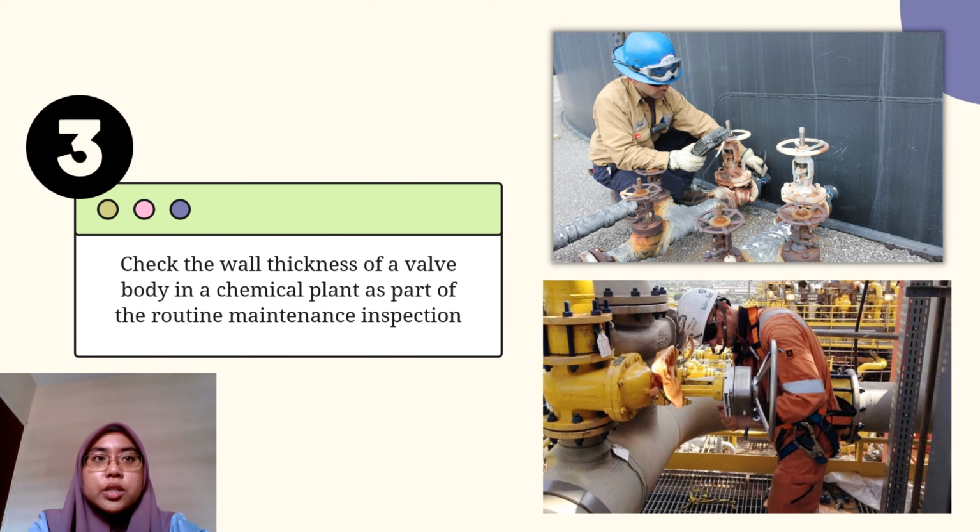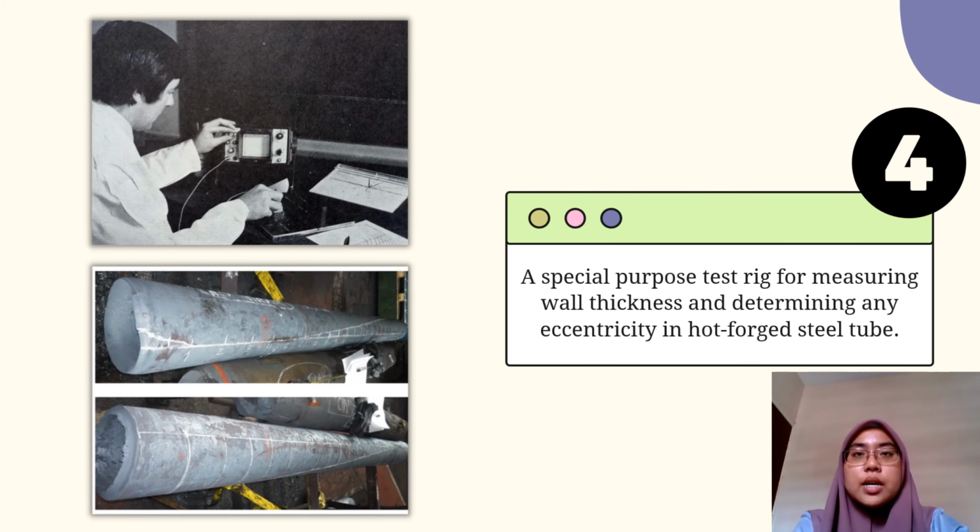The third application is checking the wall thickness of a valve body in a chemical plant as part of the routine maintenance inspection, using a digital readout ultrasonic wall thickness meter, as shown in the pictures. Next, the last application is a special purpose test rig for measuring wall thickness and determining any eccentricity in hot forged steel tube. The measurement can be made when the tube surface temperature is as high as 815 degrees Celsius.